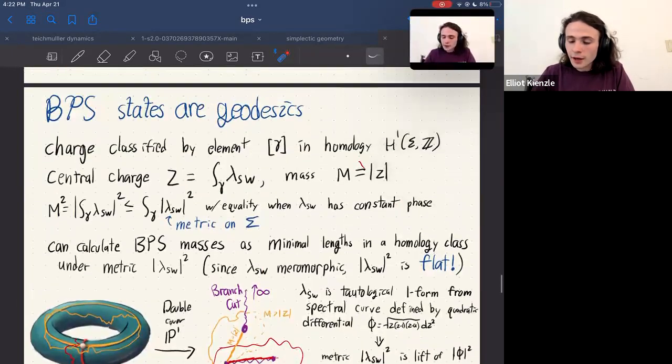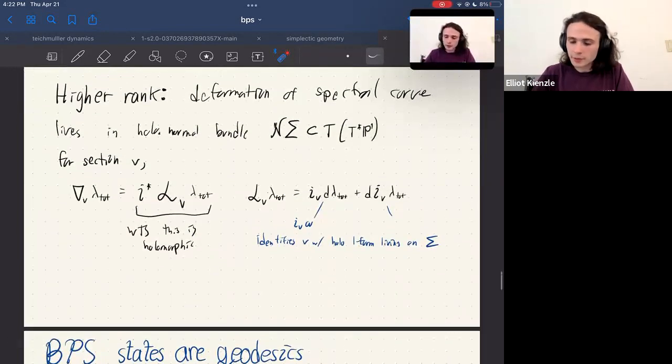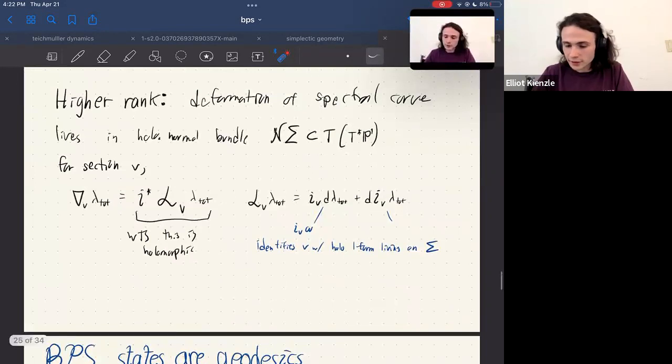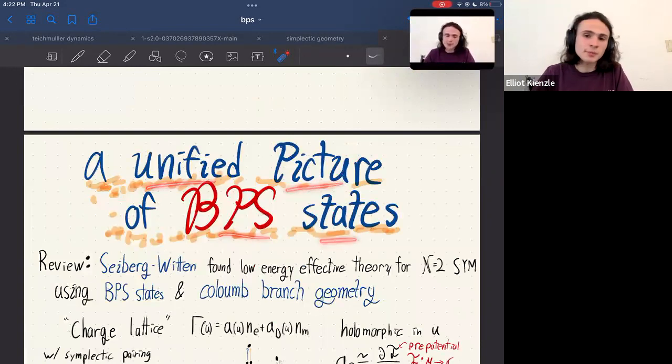Okay, so I talked a whole lot about these Seiberg-Witten curves, but I said at the very beginning, remember the title of this talk, unified picture of BPS states. What am I unifying?